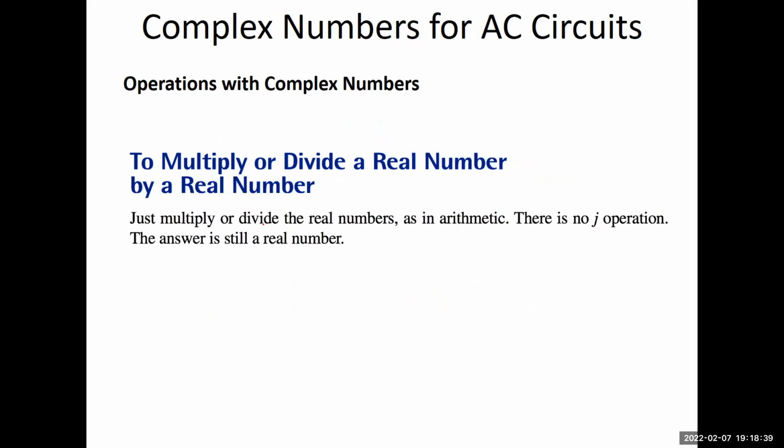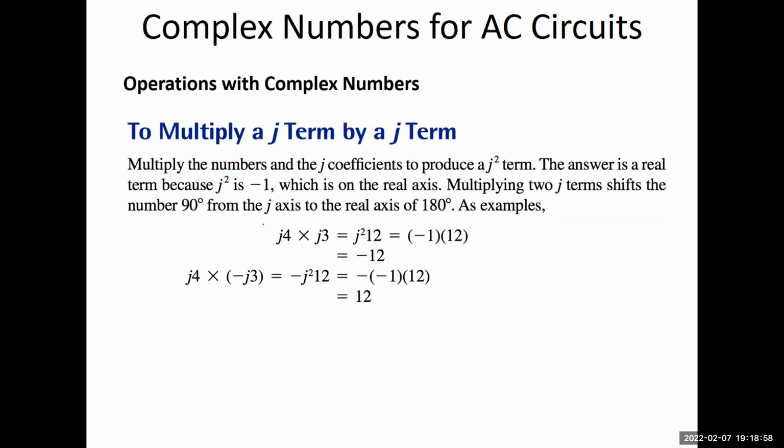So next, to multiply or divide a real number by a real number, just multiply or divide the real numbers as in arithmetic. So walang problema. There is no J operation. The answer is still a real number. Wala kang J.